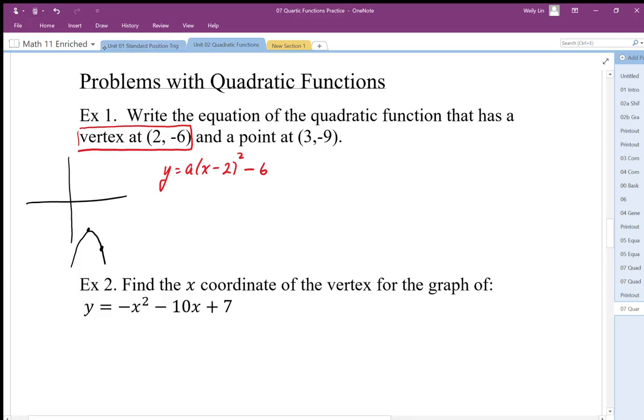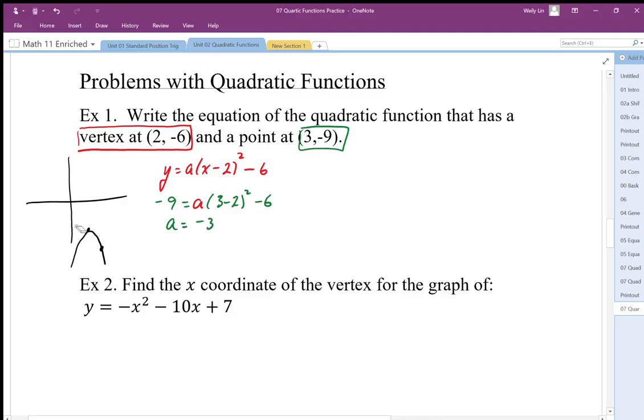So we need a new piece of information here, and that's going to be this coordinate. So I'm going to substitute that coordinate into my equation. And the only variable left when I do that is a. And I can actually algebraically solve for a. So when I solve for a, I'm going to add 6 to both sides. A is equal to -3.